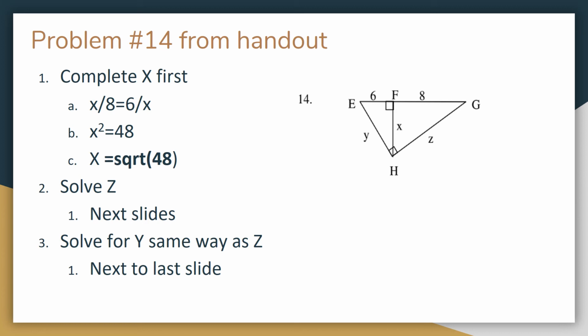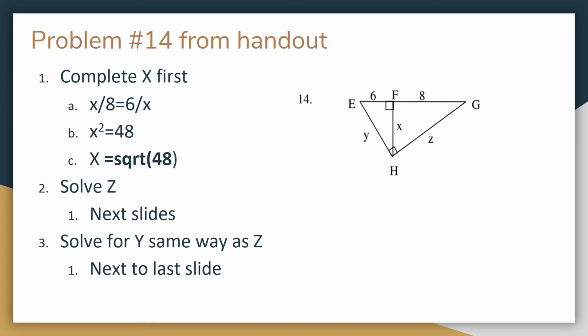So I set up my ratio x over 8 equals 6 over x. I cross multiply, I get x squared equals 48. I square root, and I get the square root of 48. Since it's not a perfect square, I'm going to just leave the square root there. And again, forgive me for not having a square root symbol to put on that 48.